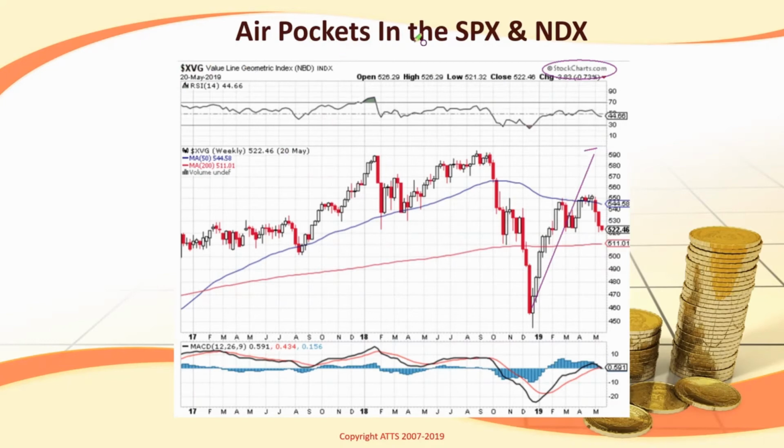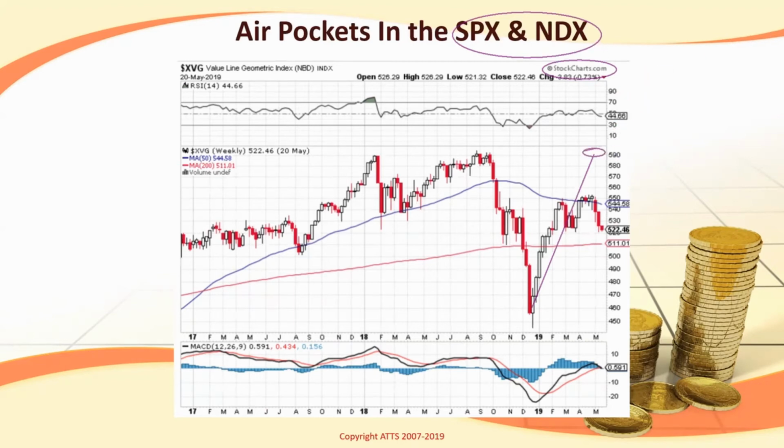But are there air pockets in the S&P and the NASDAQ 100? And both of those indexes, the S&P and the NASDAQ, are weighted indexes. And so, in other words, the bigger stocks in the index are weighted more based on their capitalization and all that kind of stuff.